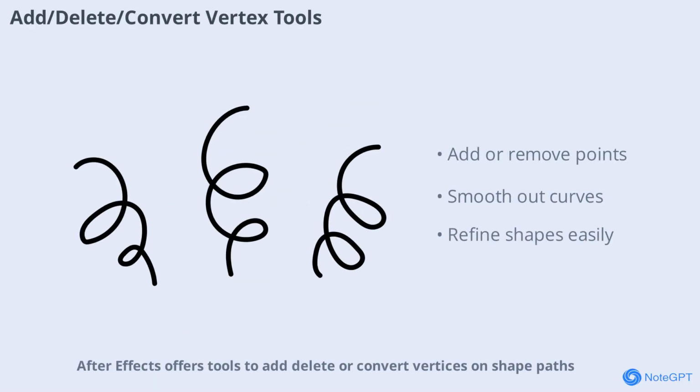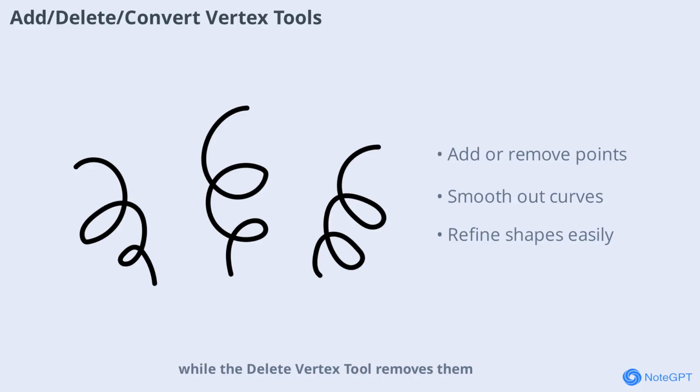After Effects offers tools to add, delete, or convert vertices on shape paths. The Add Vertex tool lets you insert new points, while the Delete Vertex tool removes them. The Convert Vertex tool changes points between straight and curved. These tools are essential for refining shapes, simplifying paths, and creating smooth curves for advanced animations.